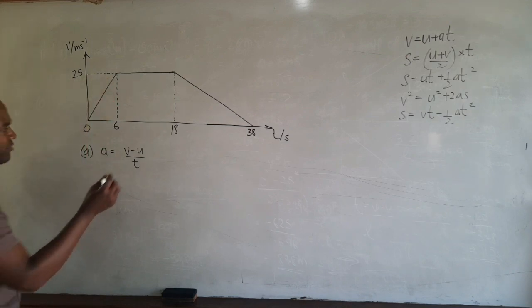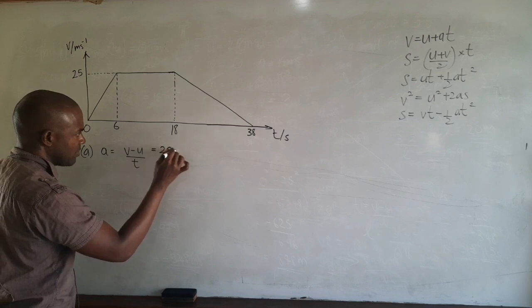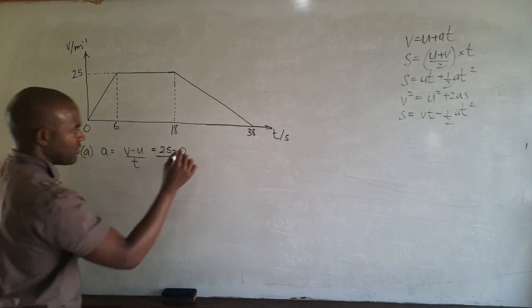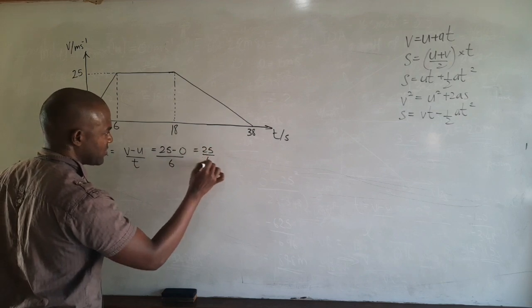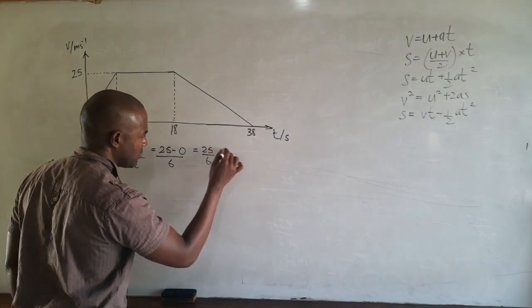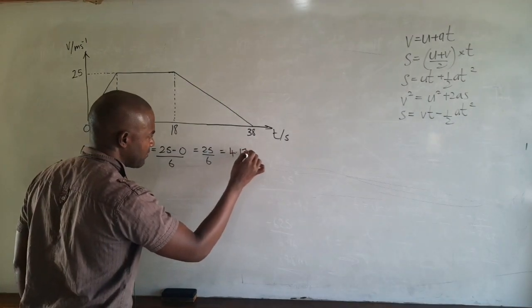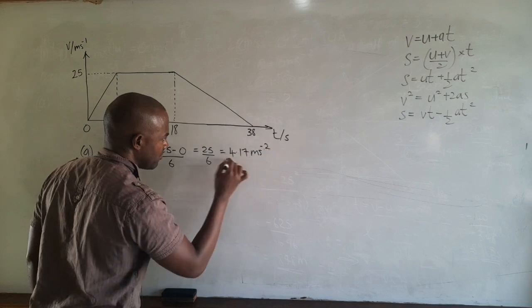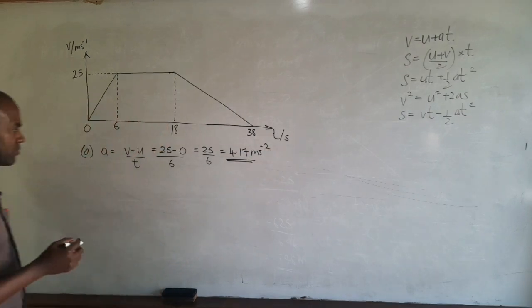So this gives us 25 minus 0 divided by 6. And so this gives us 25 over 6. 6 into 25 goes 4 and 1 6. So this is equal to about 4.17 meters per second squared, right? Acceleration, meters per second squared. Good.